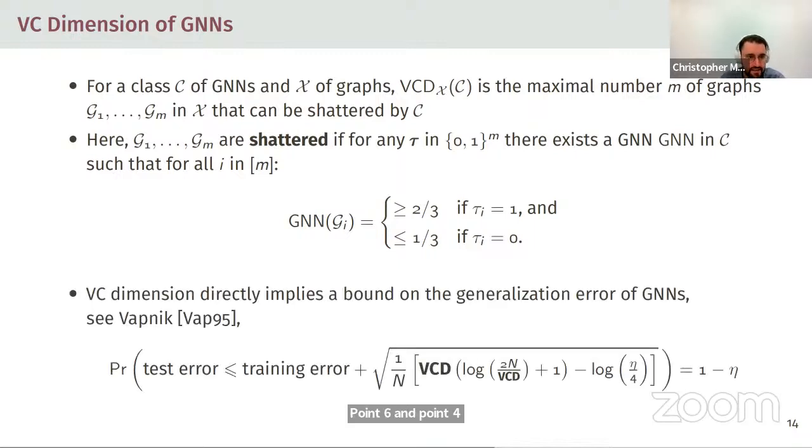So you could also pick 0.6 and 0.4, right? And the nice thing is, if you can upper or lower bound the VC dimension of a class of GNNs, you directly get a bound on the generalization error of your GNN, right? So the difference between the test and the train error. And this only depends on the number of training samples and your VC dimension. So if you can bound the VC dimension, you directly get insights into the generalization properties of your class of GNNs, right? And that's what we basically did. And we did this in two regimes, or in two settings, the uniform and the non-uniform setting.